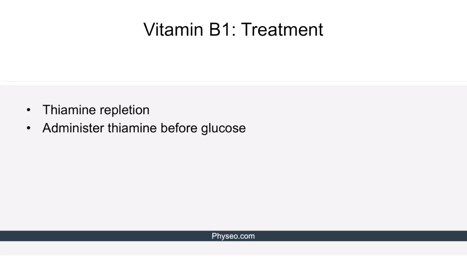Now let's cover treatment. The treatment for vitamin B1 deficiency is simple. One needs to replace vitamin B1. However, when treating vitamin B1 deficiency, it's important to recognize patients with a history of alcoholism or malnutrition. This is because in these patients, thiamine must be administered before glucose, because if glucose is administered before thiamine, it may precipitate the acute onset of Wernicke's encephalopathy.